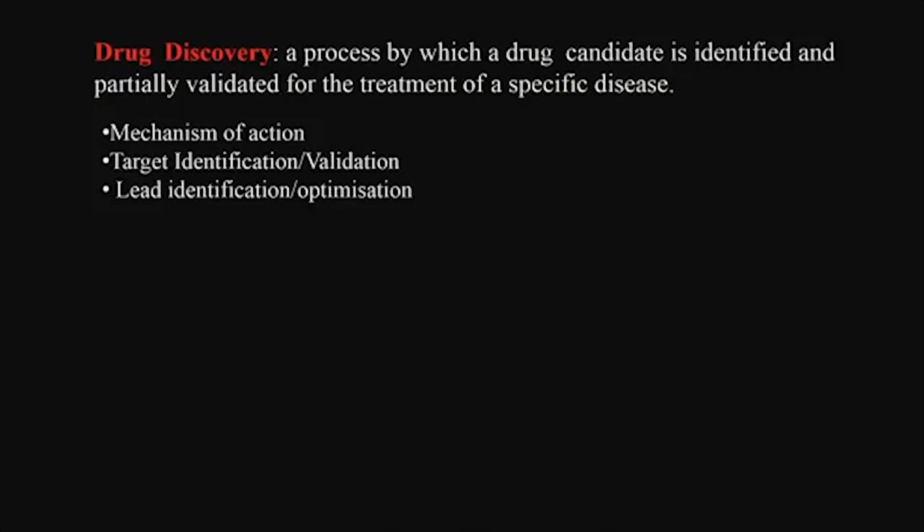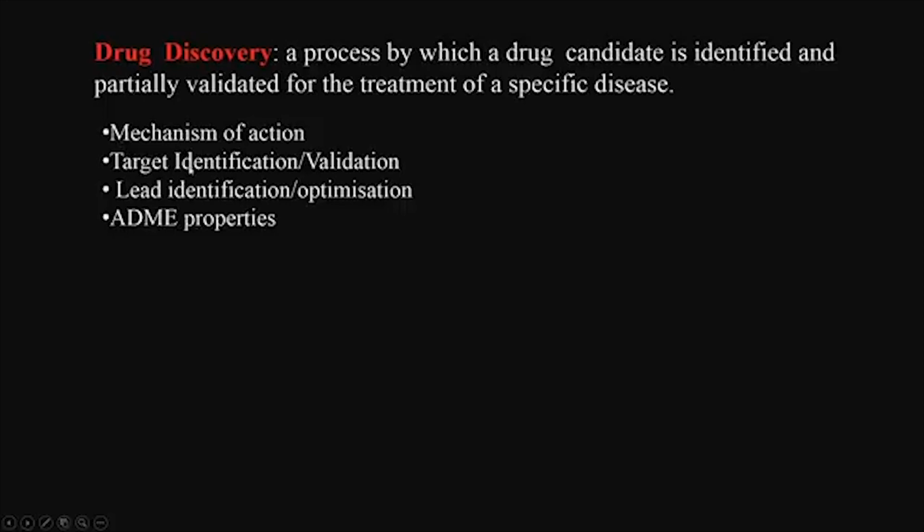In drug discovery, we need to understand the mechanism of action. We need to identify the target, which enzyme or protein it is going to bind to and inhibit or inactivate. We need to validate that target, and then we need to optimize the lead. One possible candidate may look very promising, but we may have to change some of its properties so that solubility increases and toxicity and side effects are reduced. That is what is called lead optimization, and it should satisfy all the ADME properties.